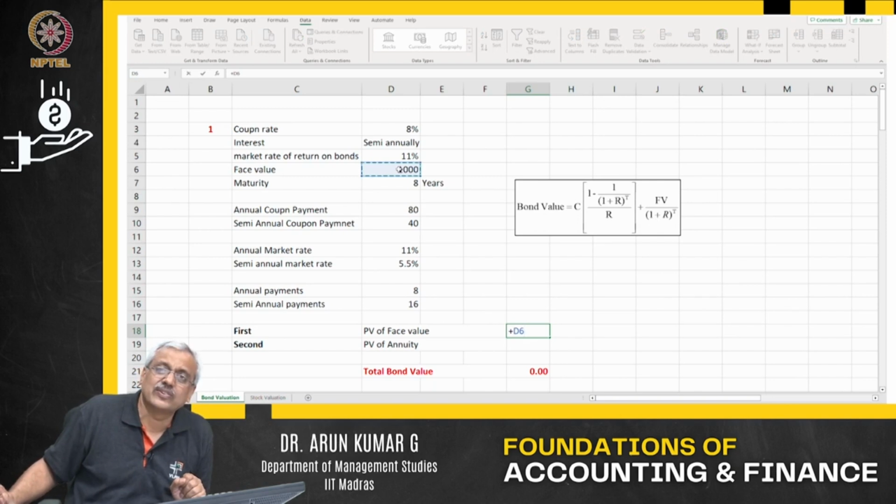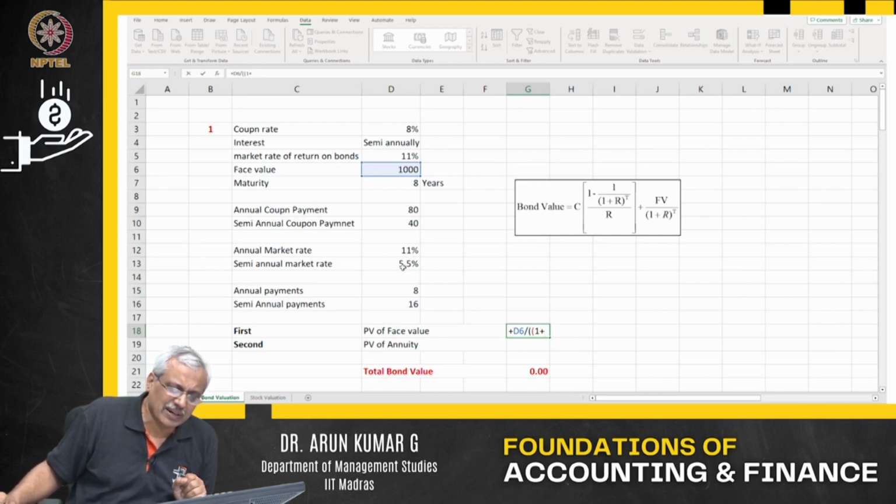Present value of the face value of the bond is divided by 1 plus the rate. Please note, I am going to earn at a semi-annual rate of about 5.5%. Though the annual market rate is 11%, my semi-annual rate is 5.5% because it is getting compounded every 6 months. This is raised to the power of, I am not going to get 8 payments.